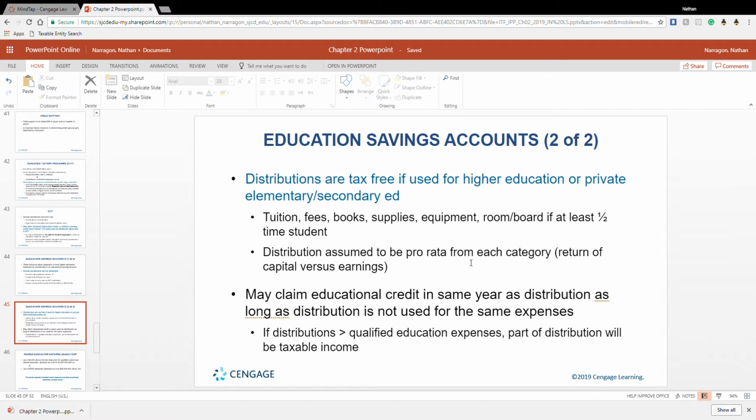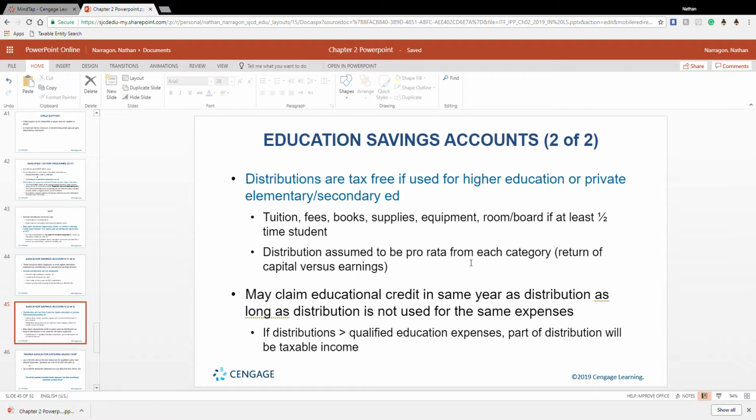Distributions are assumed to be pro rata, which means from each category, return of capital versus earnings. So again, distributions, as long as they're for higher education, you're good. You may claim an education credit in the same year as the distribution, as long as the distribution is not used for the same expense. So just keep them separate, you're good to go.